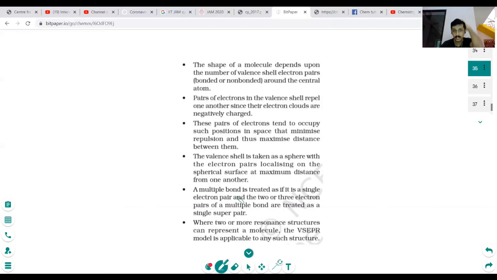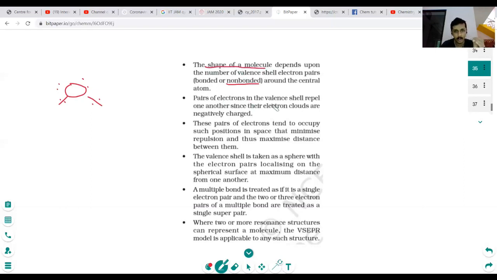The first guideline reads: the shape of the molecule depends upon the number of valence shell electron pairs, both bonded and non-bonded, around the central atom. Non-bonded means lone pair. This is what we have discussed. A central atom can have only bond pairs, or it can have both bond pairs and lone pairs. The interaction between these valence shell electrons will decide the shape of the molecule.